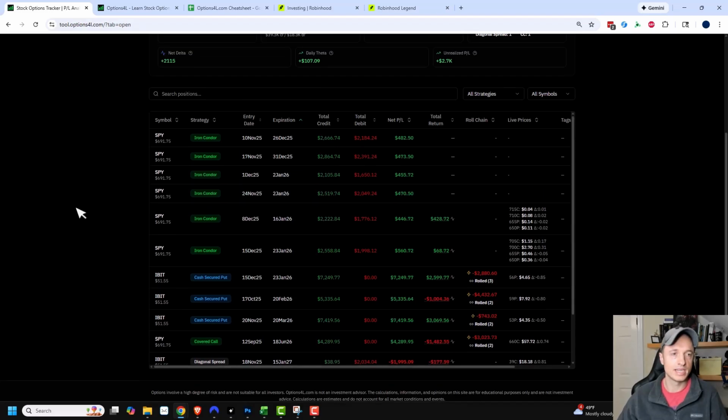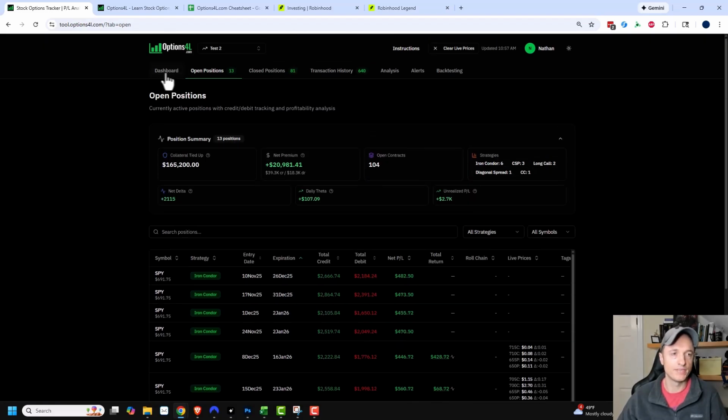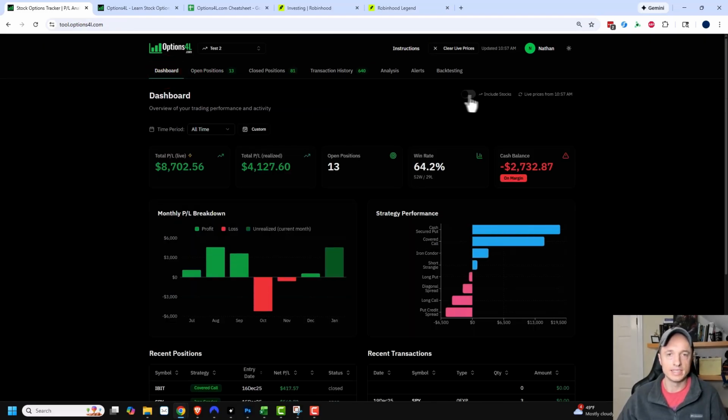Now, another place that this stock information can be used is if you go to the dashboard, and you can see this option right here to include stocks. So if you want to see your entire portfolio with your options and your stocks, you can go ahead and flip this little slider, and boom, you get your entire portfolio, including your gains and losses or profit and losses on your stocks. And that's pretty much it for these stocks.